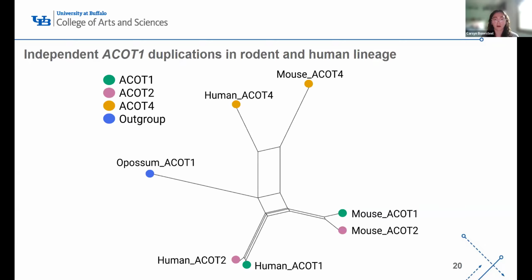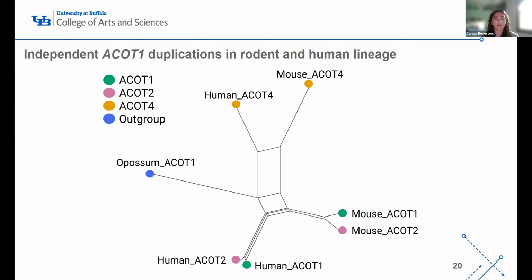So then the last thing that we've identified is we find both ACOT1 in humans and also rodents. And I'm not able to dive into all of the synteny analysis that we did to compare these, but this is a network signifying the patterns that we're able to conclude. So we find unexpectedly that human and mouse ACOTs cluster independently from each other. And this suggests that both rodents and humans have convergently evolved the ACOT1 gene.